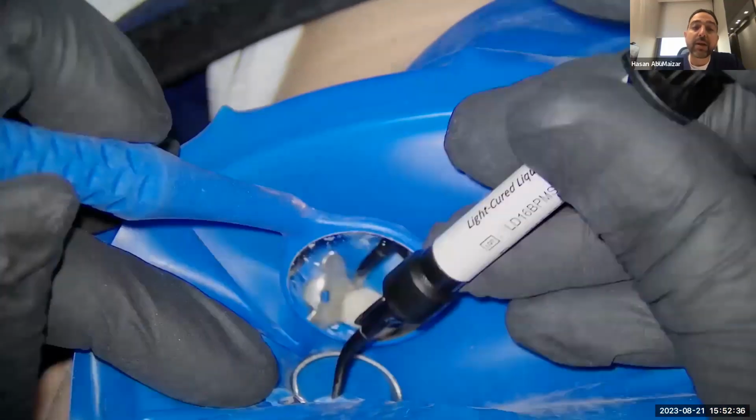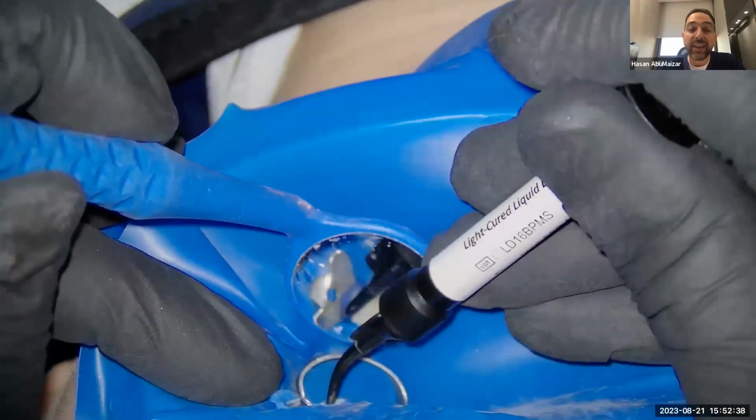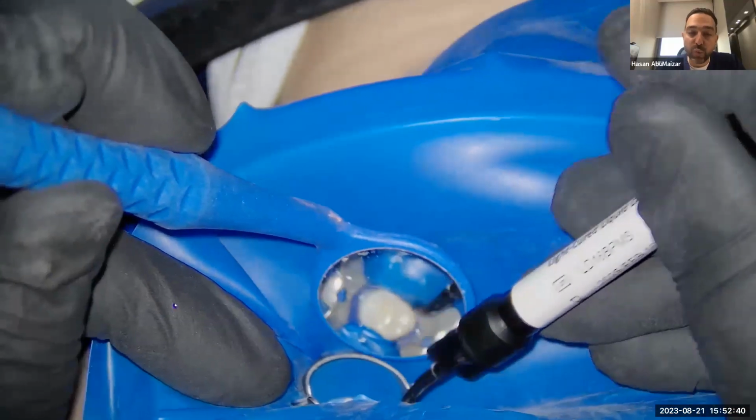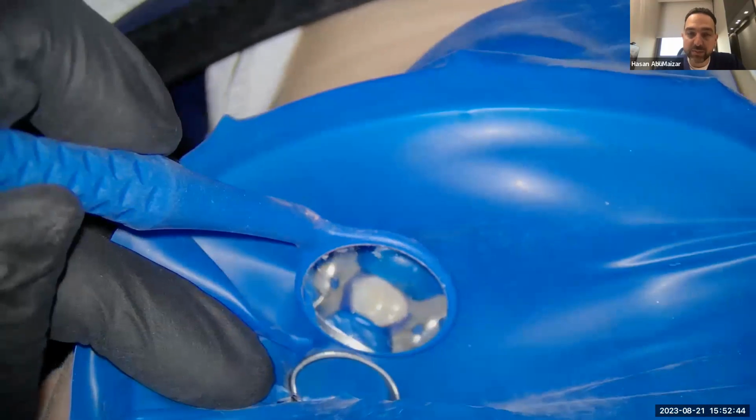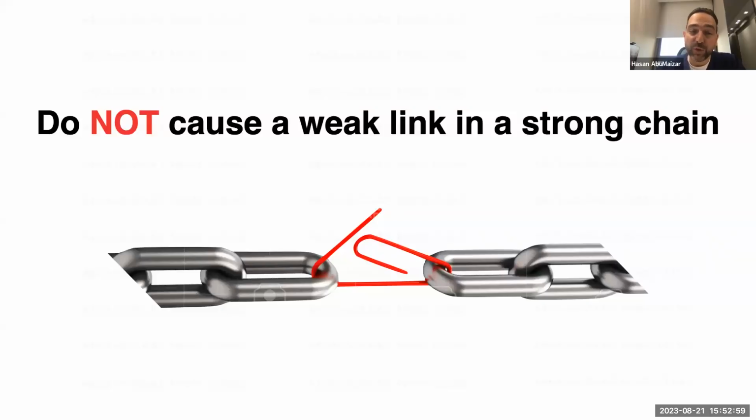And I usually use the liquid dam to avoid any leakage from around the rubber dam both ways. So the patient won't feel any sodium hypochlorite coming down his mouth, and plus we're not going to have any saliva or anything coming in contact with our tooth. Sorry if this took too long. Basically, as I mentioned before, do not cause a weak link in the strong chain of endodontics.